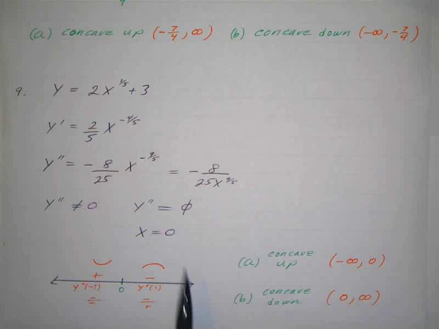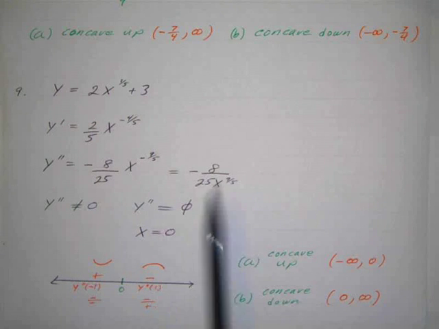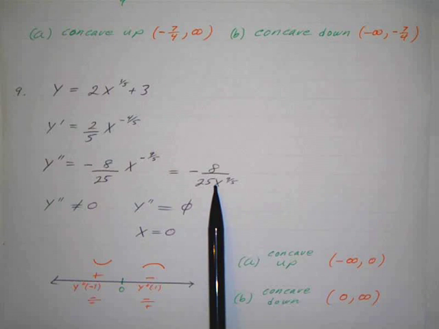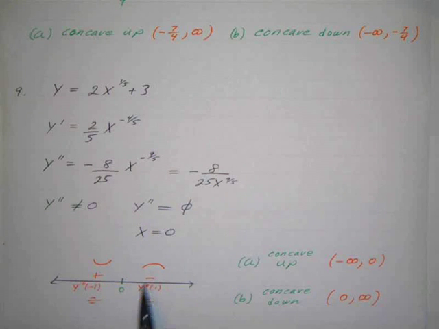And then when x is greater than 0, I can try 1. If I put a positive 1 in here, I've got a negative over a positive, which is a negative. So basically, I'm concave up from negative infinity to 0 and concave down from 0 to infinity. So those aren't too bad.